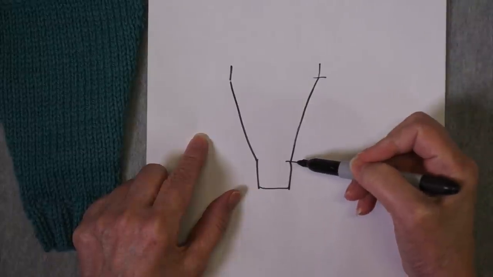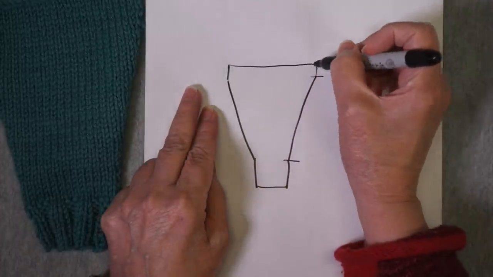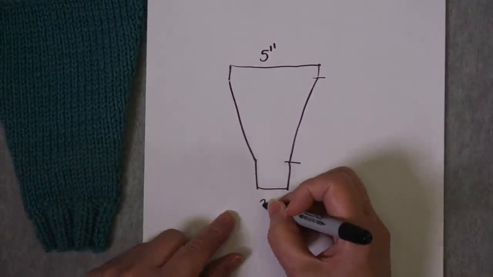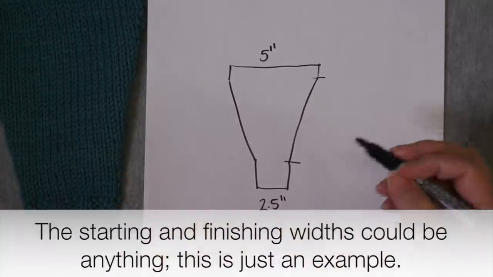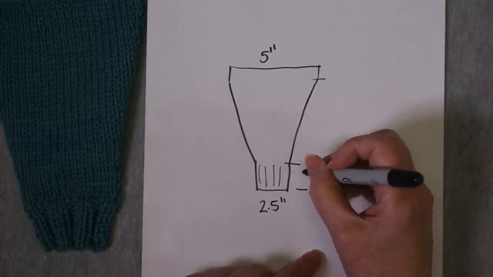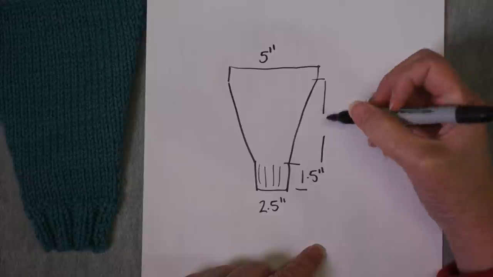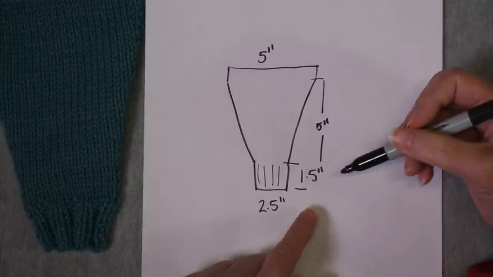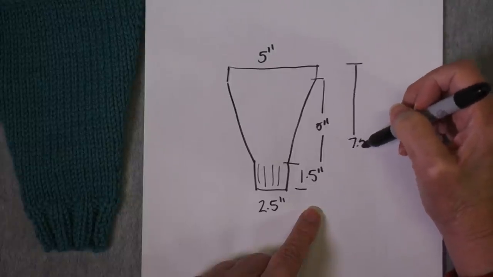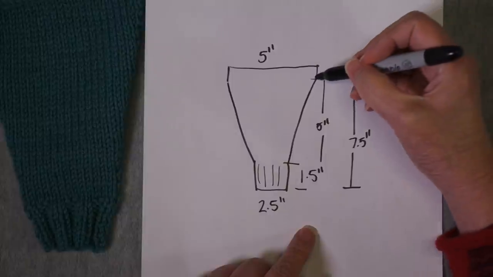So the shaping begins here and it ends here. So my idea was I wanted something that was 5 inches across the top and that was half that width at the bottom. So 2.5 inches here. Then I wanted, this is the ribbing portion right here, I wanted this to be about 1.5 inches long. I wanted this portion right here to be 5 inches long. And I wanted the total length of this sleeve to be 7.5 inches long.